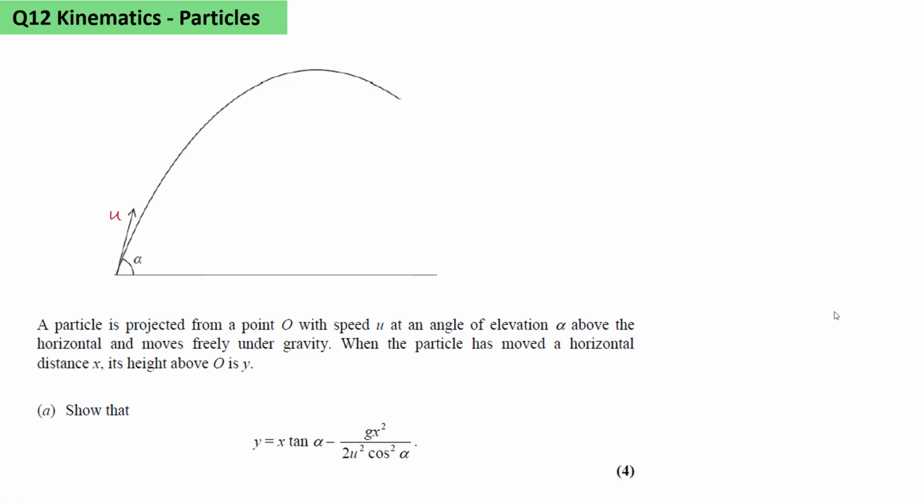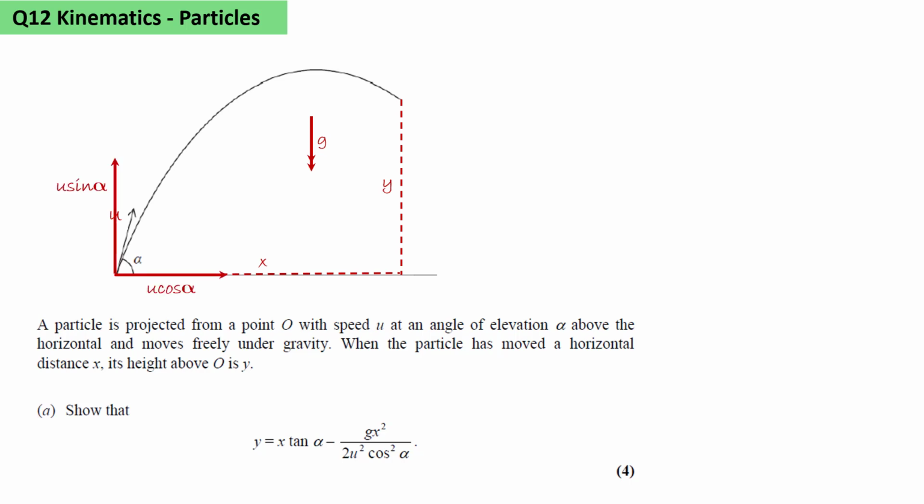A particle is projected from a point O with speed u at an angle of elevation alpha above the horizontal and moves freely under gravity. When the particle has moved a horizontal distance x, its height above O is y. We're asked to show that y equals x tan alpha minus gx squared over 2u squared cos squared alpha.